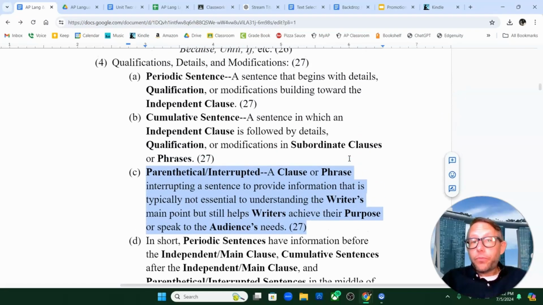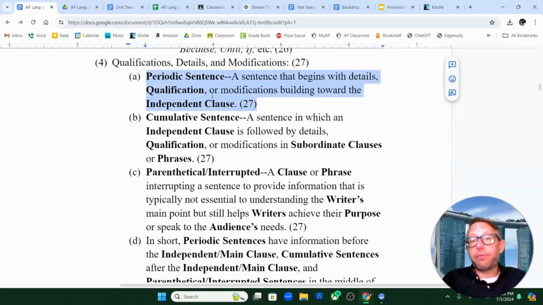So keep in mind, these are all just different flavors of the same food, okay? Periodic sentence, you're putting extra stuff before the main independent clause.